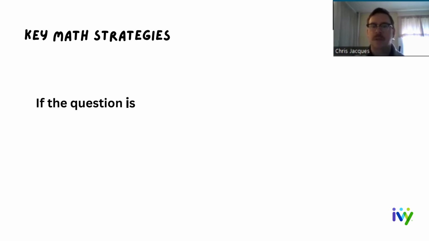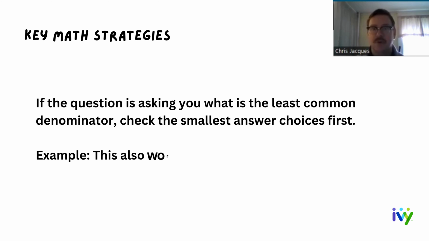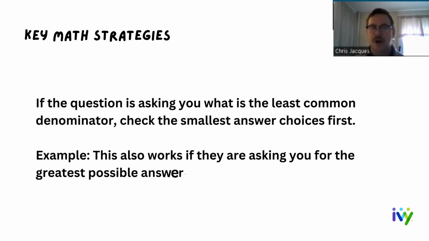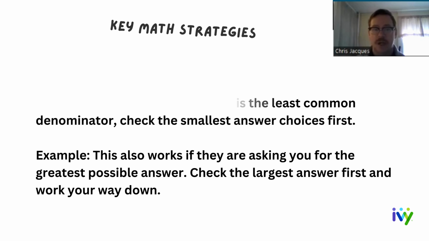Another one, this is a slightly more specific one, but it's useful in general as well. So if the question is asking you something like, what's the least common denominator? Check the smallest answer choices first. So for instance, if the denominators are 2, 5, and 7, you would divide whatever answer choice A is by 2, 5, and 7. Answer choice A will be the smallest one. If 2, 5, and 7 all go into answer choice A, that's your answer. So this also works if they're asking you for the greatest possible answer. Check the largest answer first and work your way down.